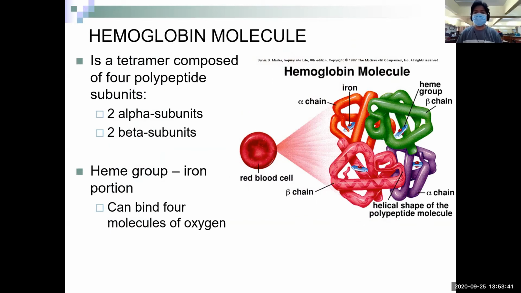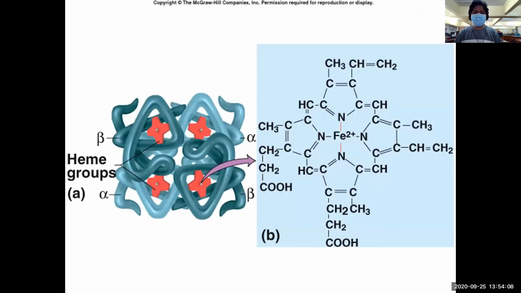Present also in each of those subunits is the heme group, which is the iron portion of the hemoglobin. And that heme group can bind a molecule of oxygen. So in each hemoglobin molecule, we can bind 4 molecules of oxygen. So this is the hemoglobin structure, and its chemical formula.